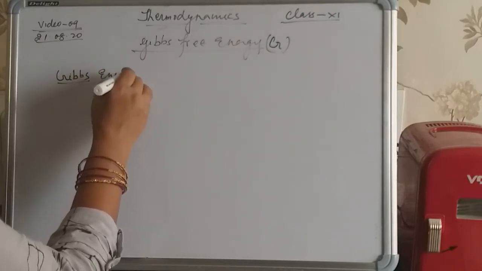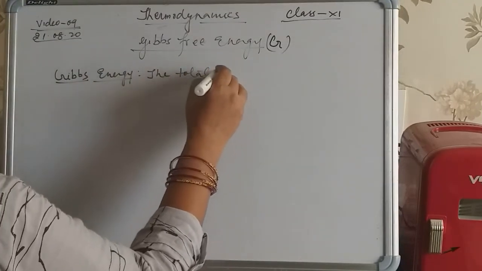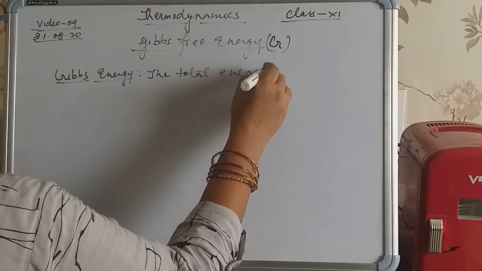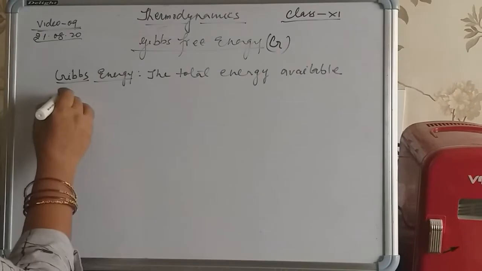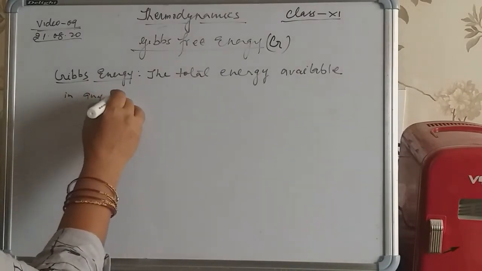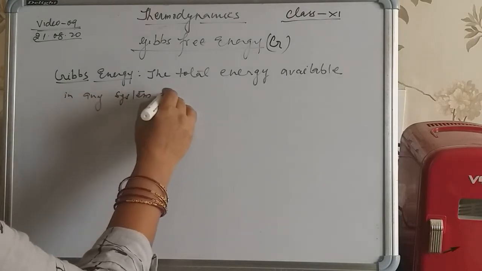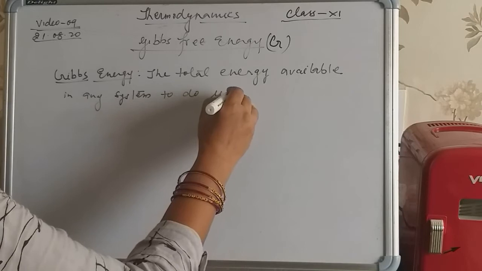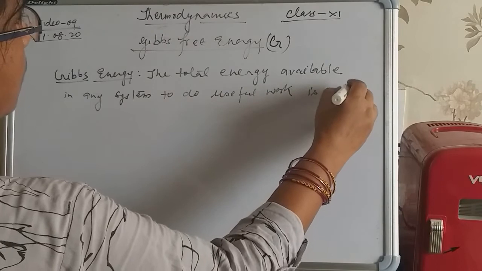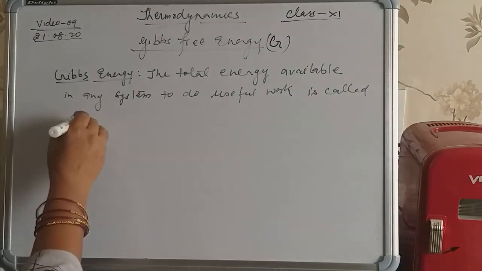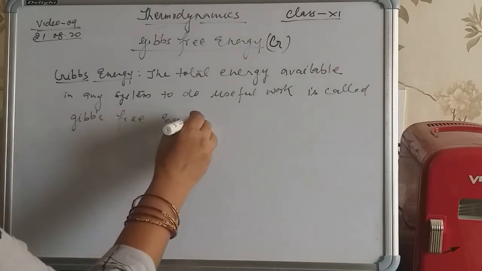Gibbs energy, the total energy available in any system to do useful work is called Gibbs free energy.